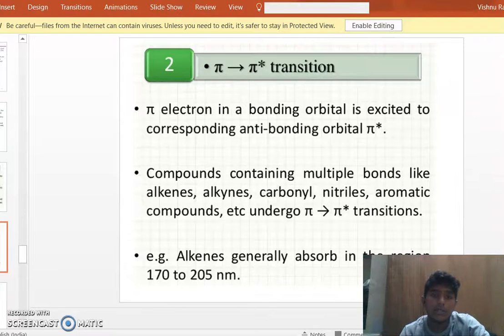So the next transition is pi to pi star transition. Whichever compounds have pi electrons can undergo this transition. So the bonding orbital is excited to the corresponding antibonding orbital. Compounds which contain multiple bonds, like alkenes, alkynes, carbonyls, nitriles, aromatic compounds, etc., undergo pi to pi star transitions. Alkenes are one of the main examples, as shown.